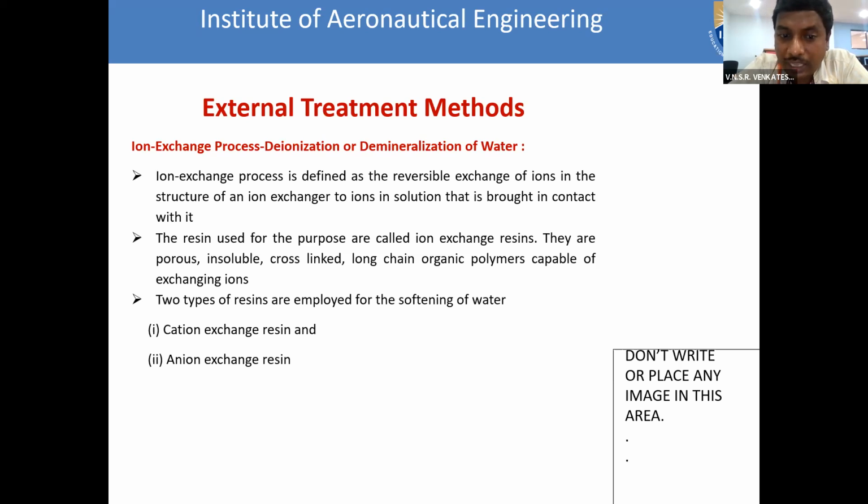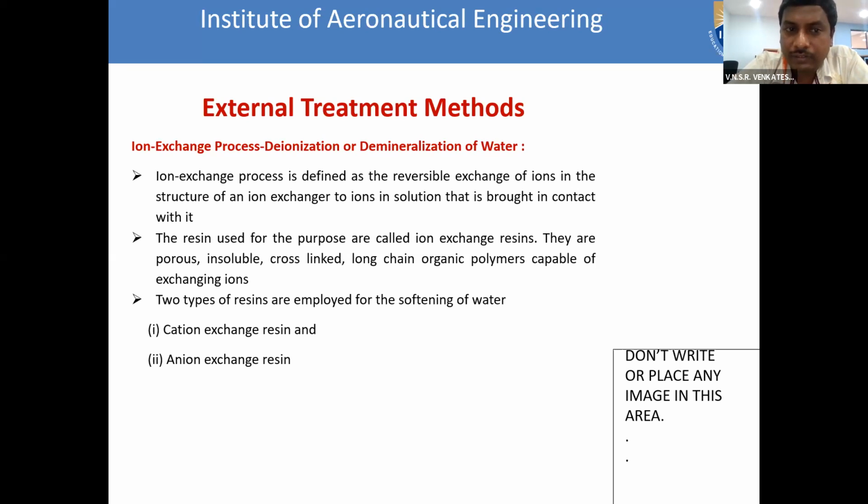Demineralization means the sample of water should be free from all dissolved salts. So this process involves the removal of all the dissolved salts present in the water. That's why this process is called either deionization or demineralization of water, or, based on the process, the ion exchange process.